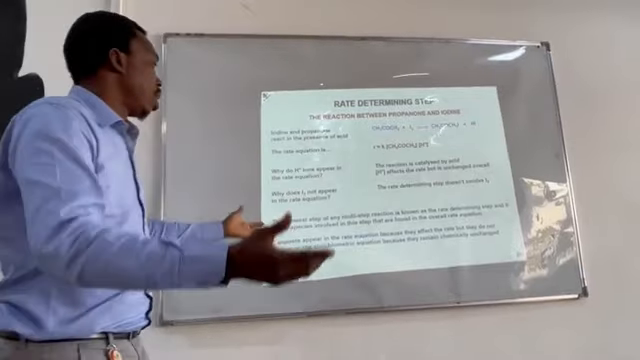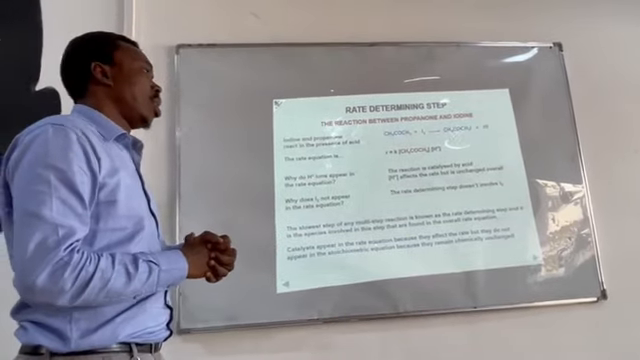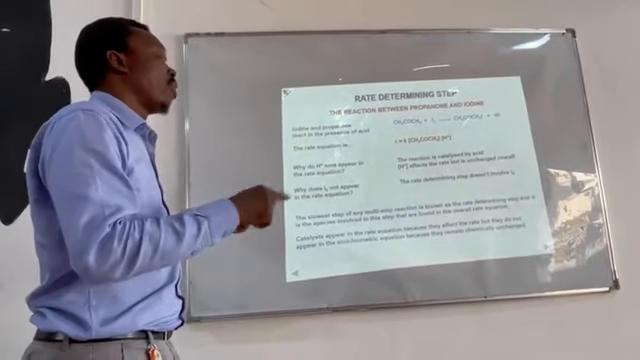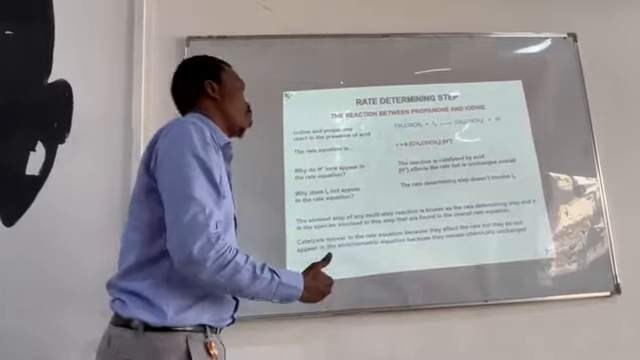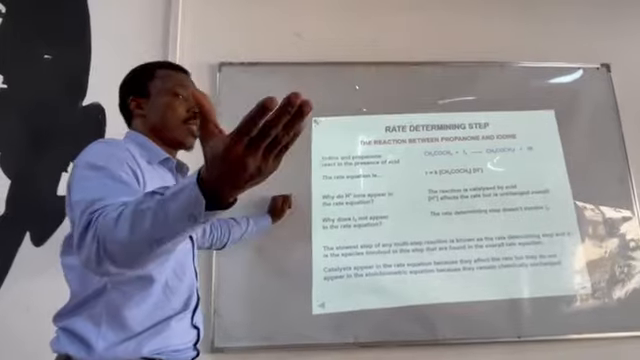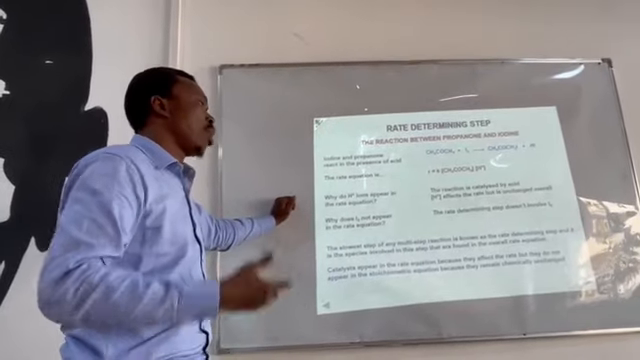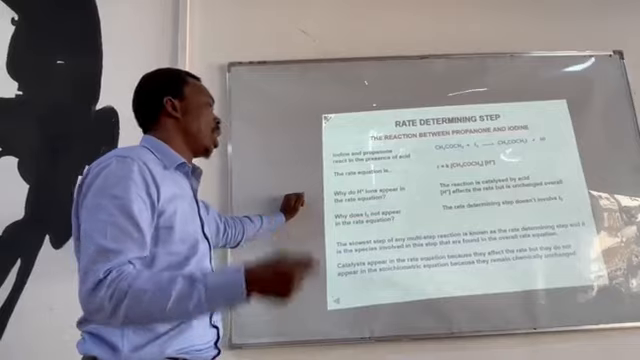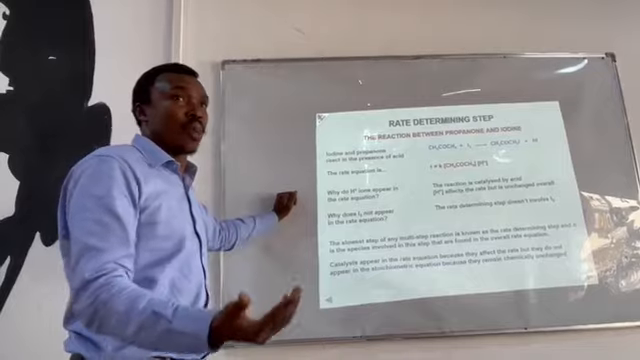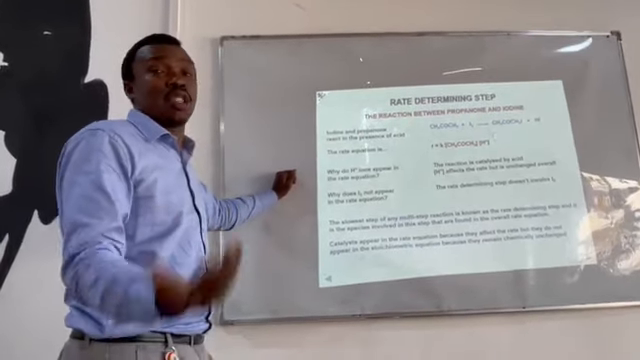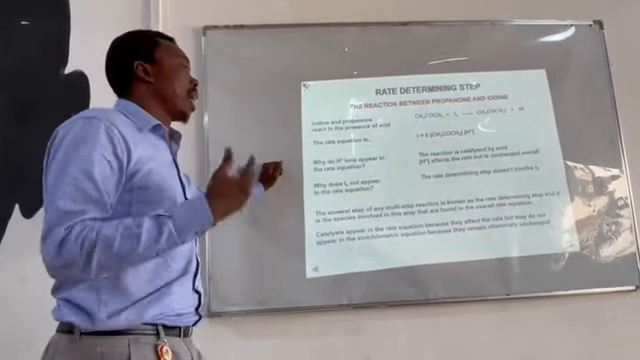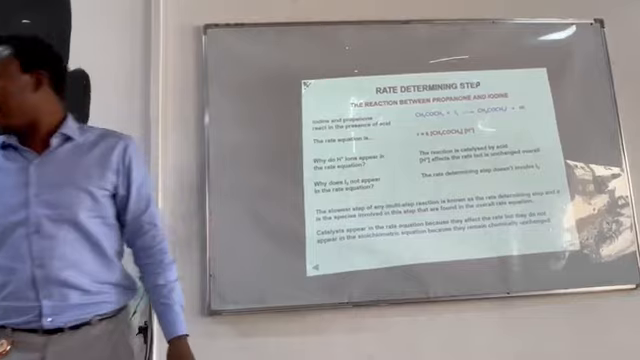Just as I explained, the slowest step of any multi-step reaction is known as the rate determining step, and it is the species involved in this step that are found in the overall rate equation. Catalysts appear in the rate equation because they affect the rate, but they do not appear in the stoichiometric equation because they remain chemically unchanged. When we talk about homogeneous and heterogeneous catalysis, you are going to see the effect of a catalyst on the rate of reaction and how a catalyst remains unchanged at the end of the reaction.